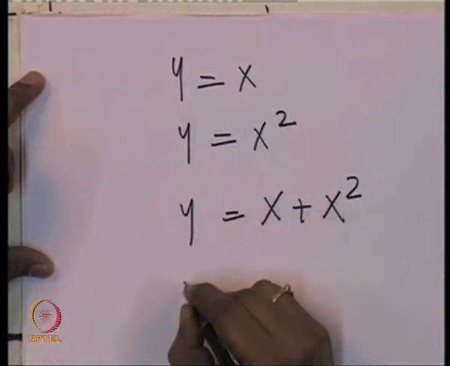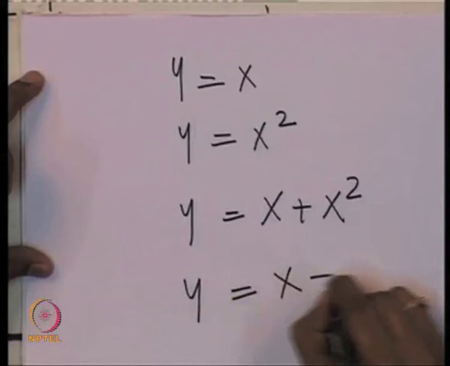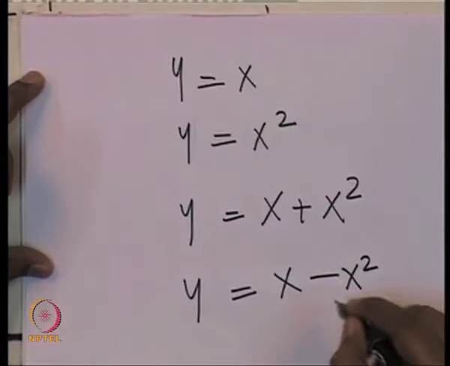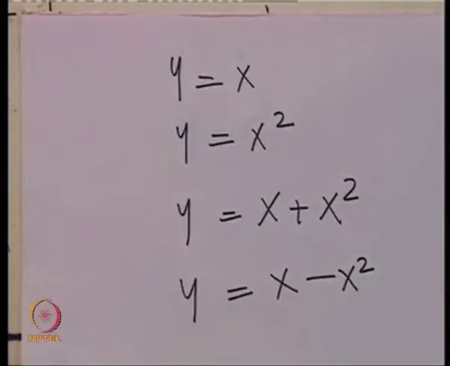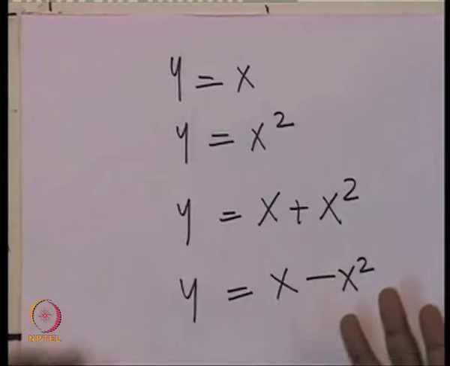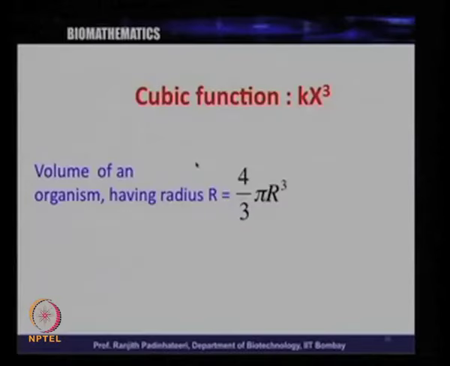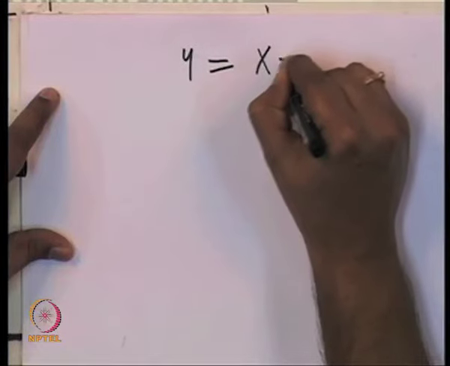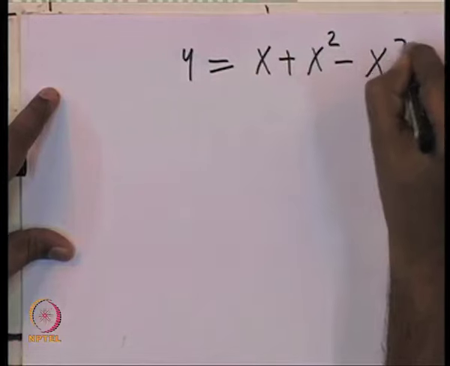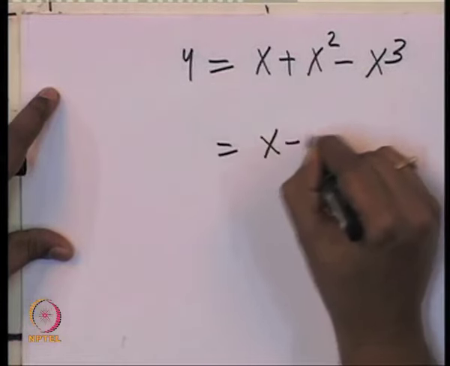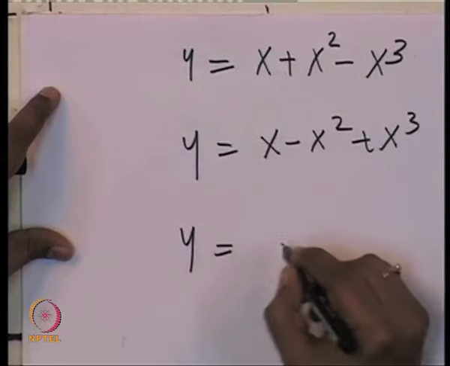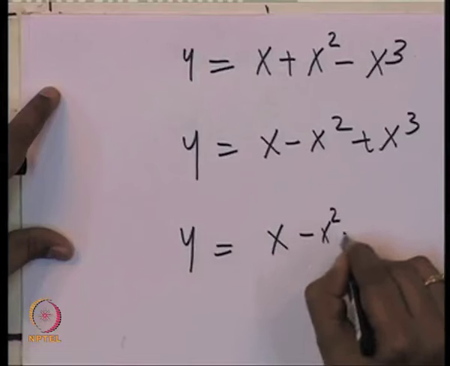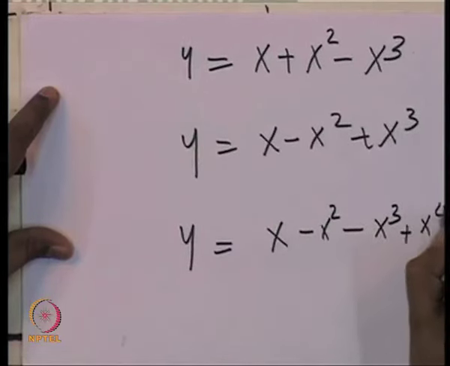This is a different function. You could think of another function which is x minus x square. So, you can add and subtract these functions and you will get a new, different function. Now you could imagine the same thing with x cube. Let us say you have y is equal to x plus x square minus x cube, or x minus x square plus x cube, or y is equal to x minus x square minus x cube plus x power 4.